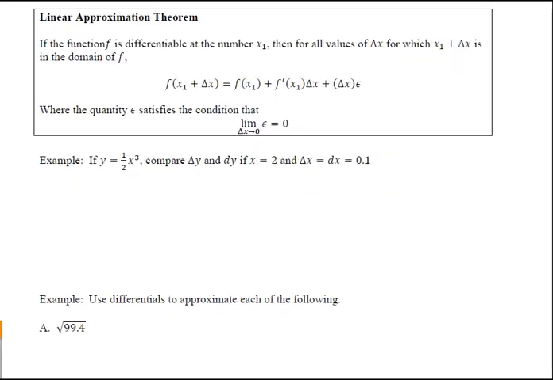In this video, we're going to finish page 138. So here we have the linear approximation theorem. If the function f is differentiable at the number x1, then for all values of delta x for which x1 plus delta x is in the domain of f, f of x1 plus delta x is equal to f of x1 plus f prime of x1 delta x plus delta x times this epsilon. Now, this is where the quantity epsilon satisfies the condition that the limit as delta x approaches 0 of epsilon is equal to 0. So you can think of this epsilon as an error.